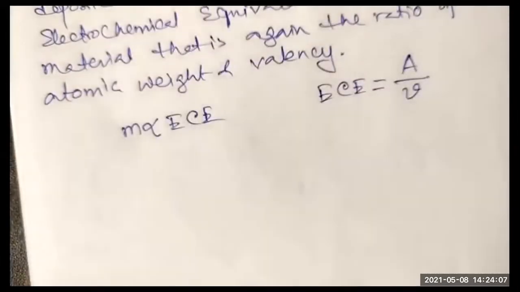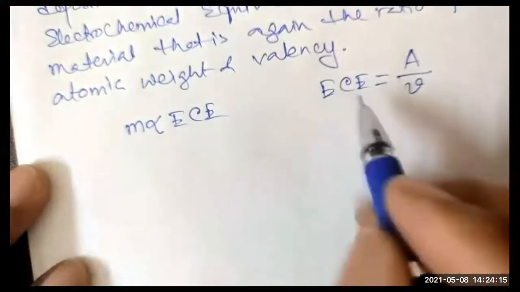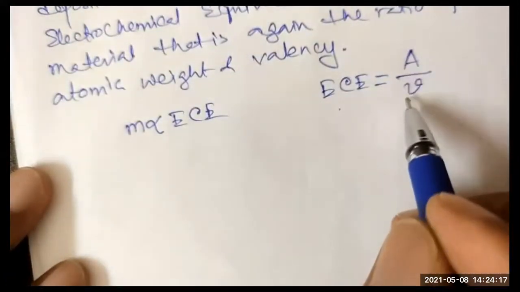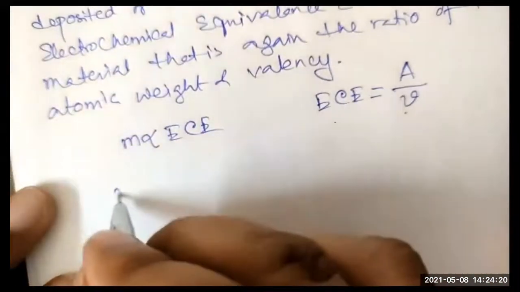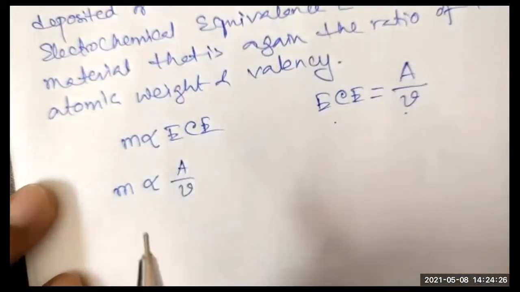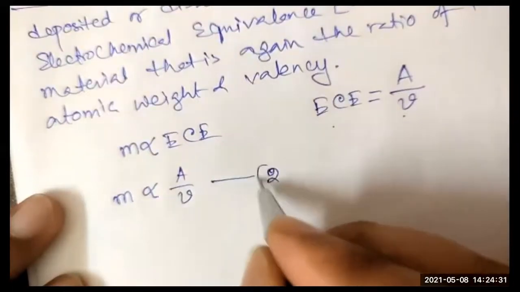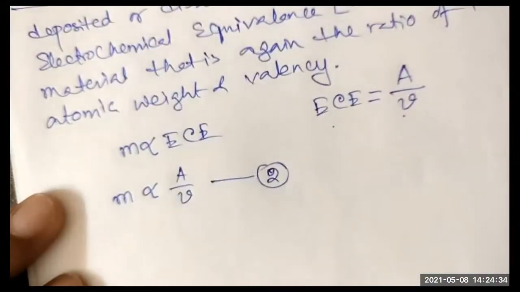Right now, we wrote M is equivalent to ECE, and ECE is equal to A by V. So what can we write? We can write M is equivalent to A by V. And that is nothing but equation number 2. This is equation number 2. Remember it.